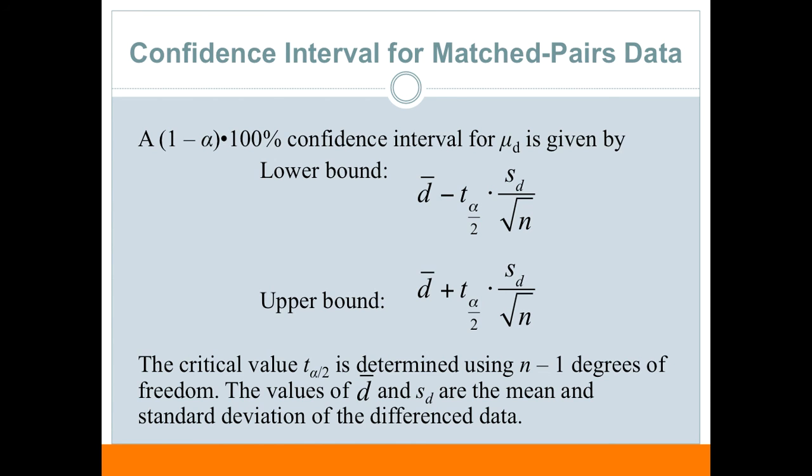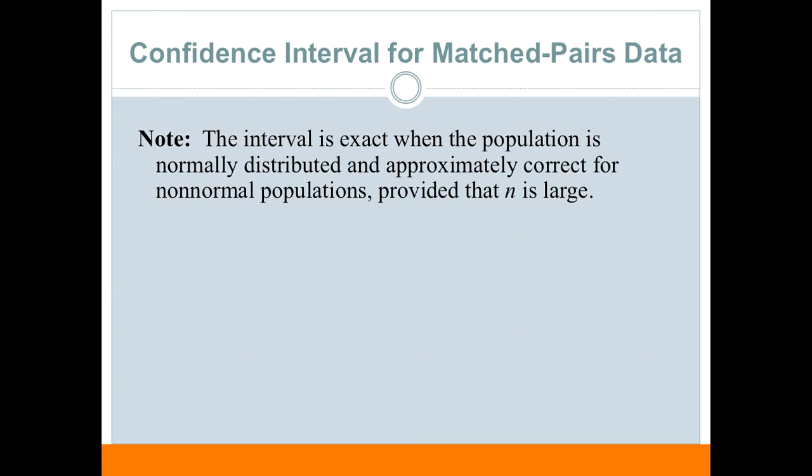Now, I can also construct confidence intervals for matched pairs data, and this is done just by taking d bar, which is the average of your differenced data, and adding and subtracting a critical value multiplied by the standard deviation of your difference data over the square root of n. So this looks very familiar to you already. We just have a critical value that we have to find in order to construct our confidence interval.